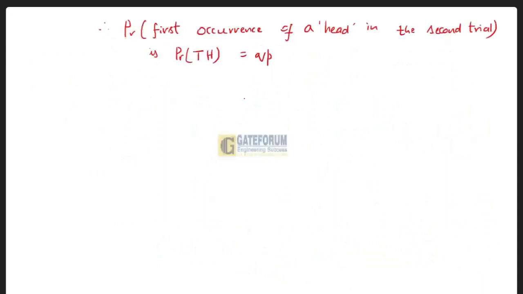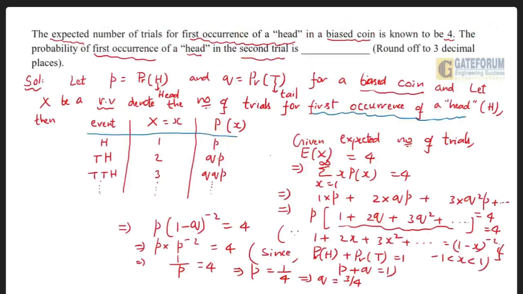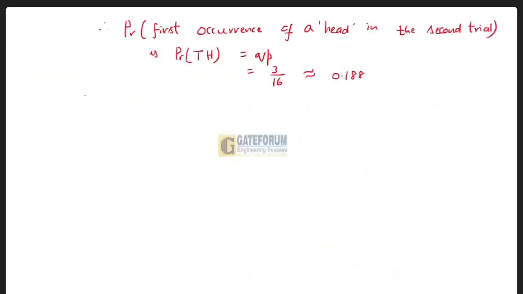So this is P by 16. Approximately up to 3 decimal places they have asked, 0.188 rounded off to 3 decimal places. So the answer is 0.188. This is the answer, end of the question.